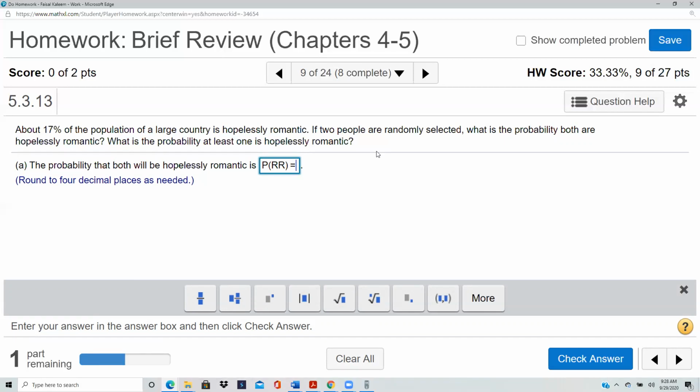No, they give you it. Oh, 17%, right? Okay. So 0.17 that the first one is romantic. And means multiplication. And what's the probability that the second one is romantic? Wouldn't it be 0.17? Yeah. So equals 0.0289.